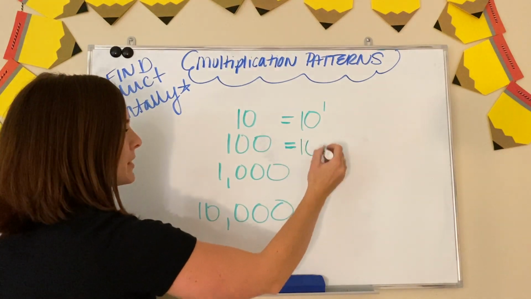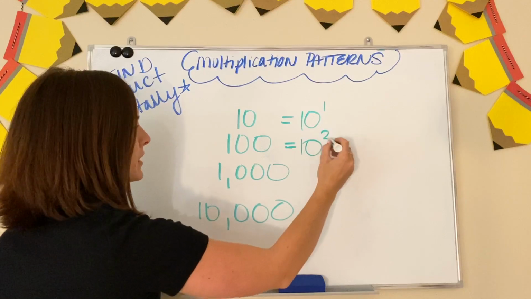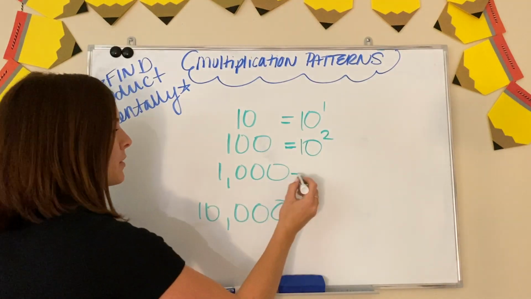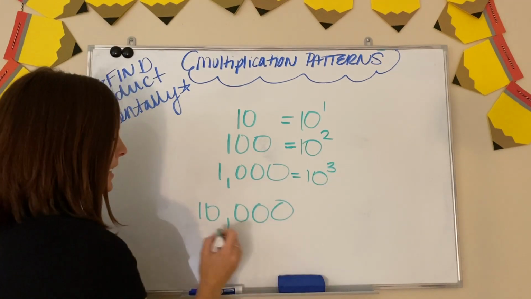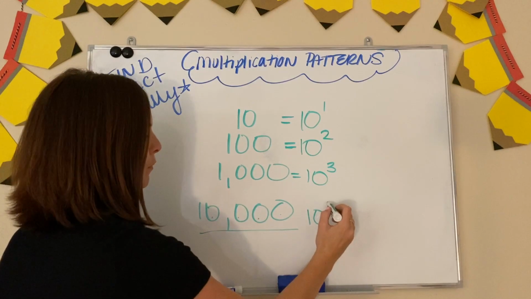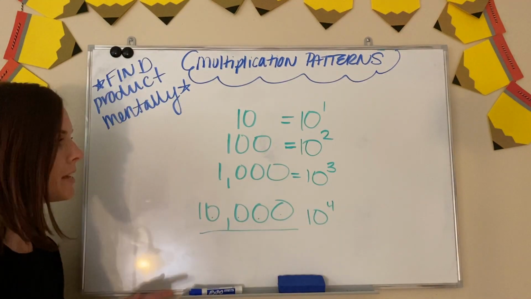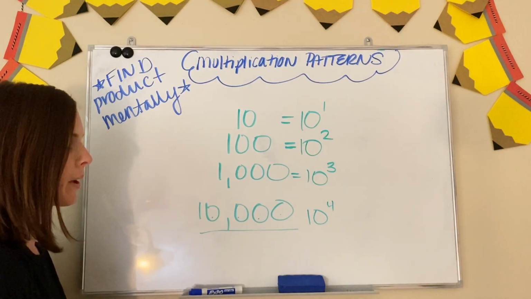Well, it's still a base of 10, it's a power of 10, but I have 2 zeros, so this is 10 to the second. 1,000 is 10, but there's 3 zeros, so it's 10 to the third. 10,000 is 10 to the fourth power because there's 4 zeros. So keeping this in mind is going to help you when we solve some problems, okay?